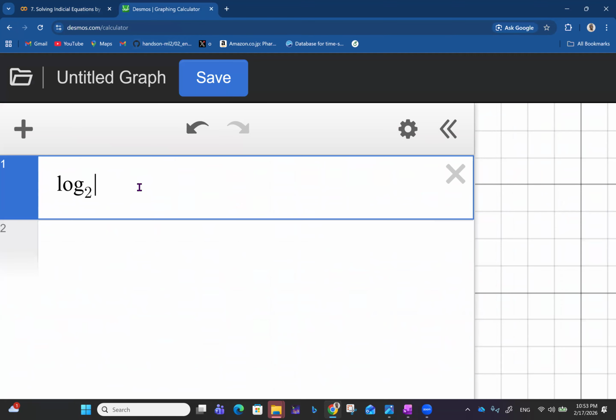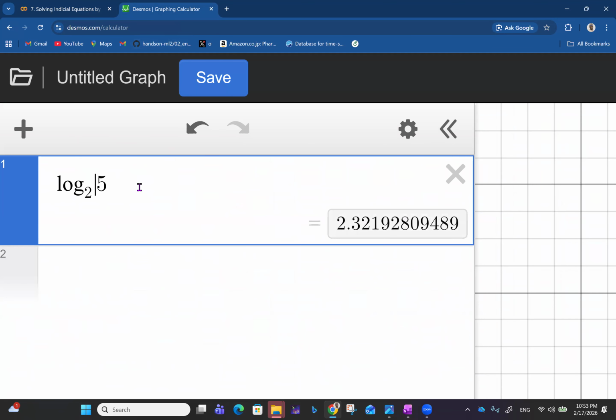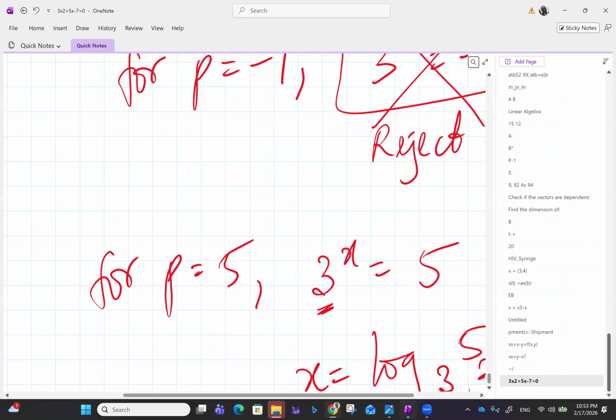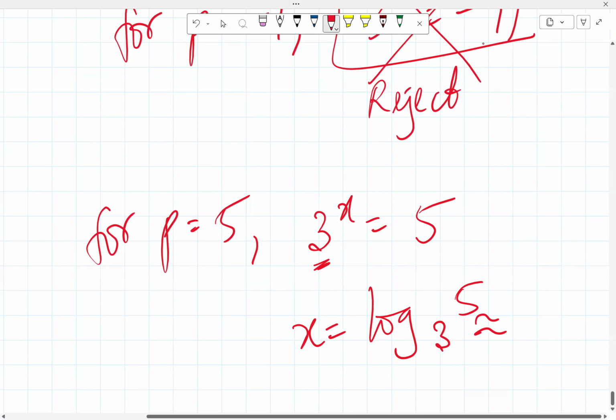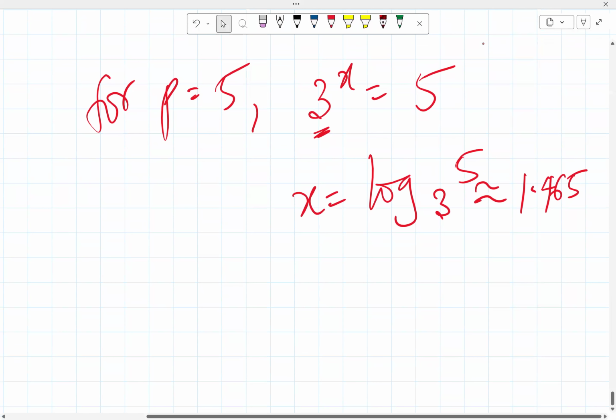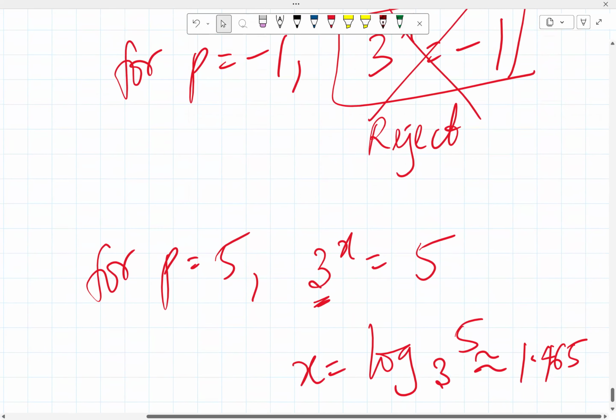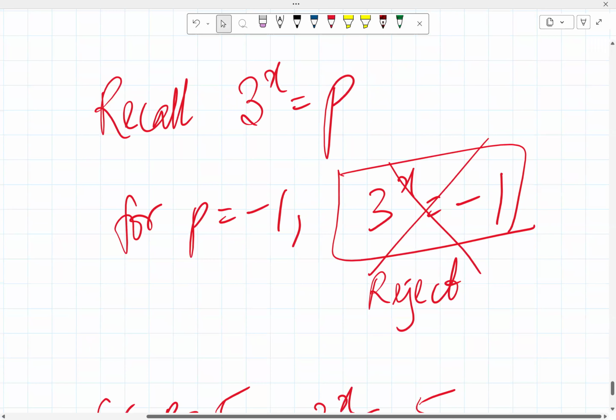Log 5 base 3. So we get 1.4649 or 1.465, anyhow you like it, 1.465. So this is approximately 1.465. So at the end of the day, we have got our answer. So x is approximately 1.465, but we end up rejecting minus 1.